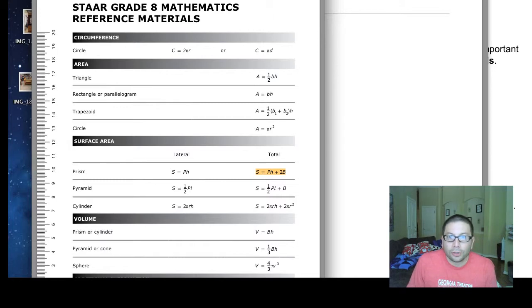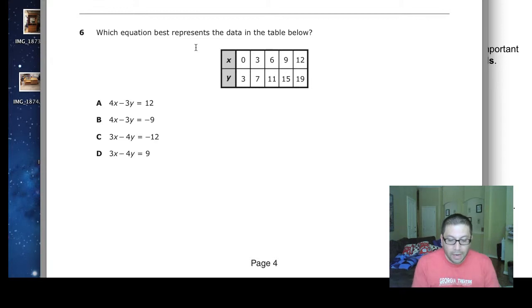And finally, we want to look at how to use formulas, or how do I convert real world relationships into algebraic equations. Right here you can see that there is definitely some data displayed. How in the world do they go from 0, 3, 3, 7, 6, 11 to 4x minus 3y equals 12?